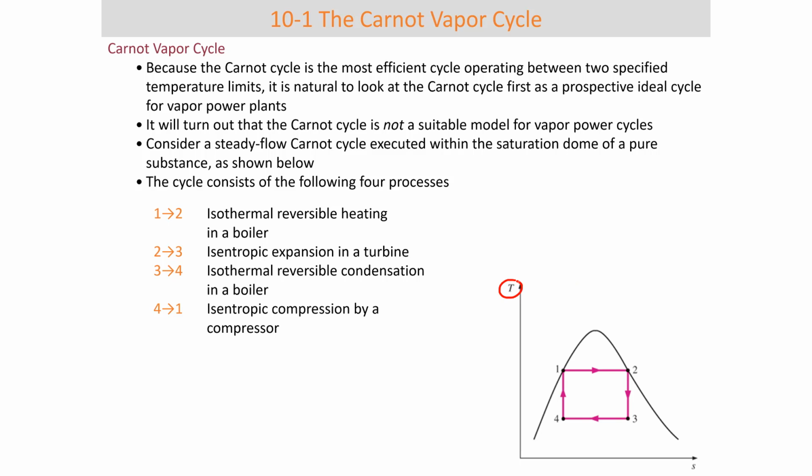So again, we have a temperature versus entropy diagram. Here's a saturation curve, and this is where the Carnot cycle would occur. We would have isothermal reversible heating in a boiler, isentropic expansion in a turbine, isothermal reversible condensation in a condenser. That should be from process 3 to 4, that should be a condenser. And isentropic compression by a compressor.